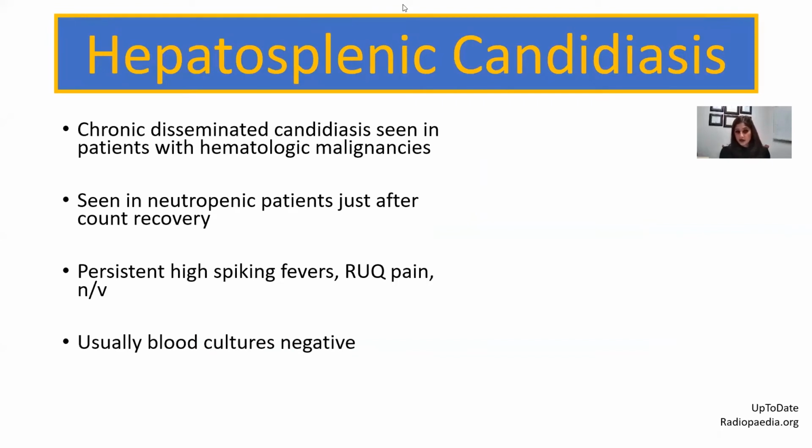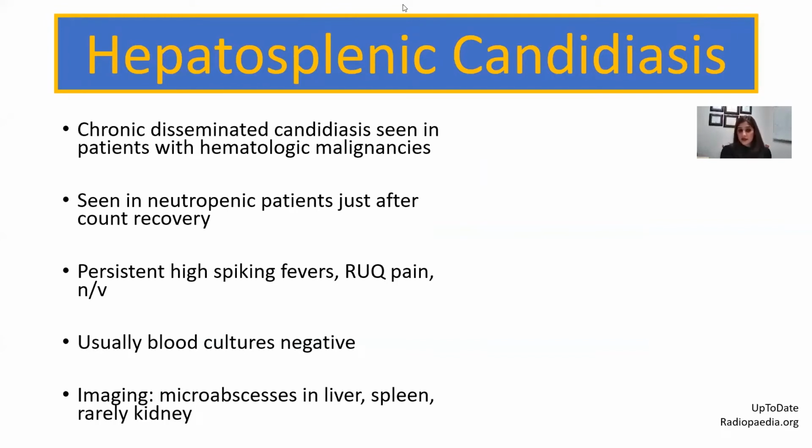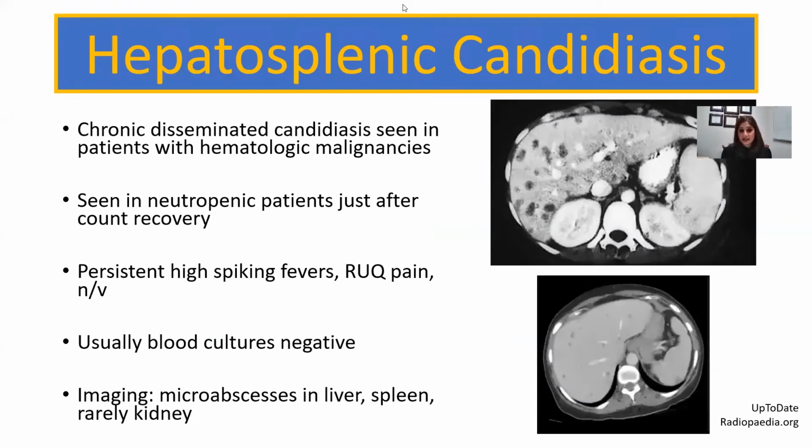You'll be treating them, they'll usually be blood culture negative, and you'll be treating them with empiric antibiotics, and they won't be improving. And if you obtain imaging, what you'll see is microabscesses in the liver, the spleen, and sometimes even the kidney. So again, important things to remember with hepatosplenic candidiasis. Again, neutropenia is the most important risk factor. Usually you have involvement of the liver and spleen, and timing from when they recover their counts is an important clue. Treating them with antibiotics and persistence of fevers is another clue.